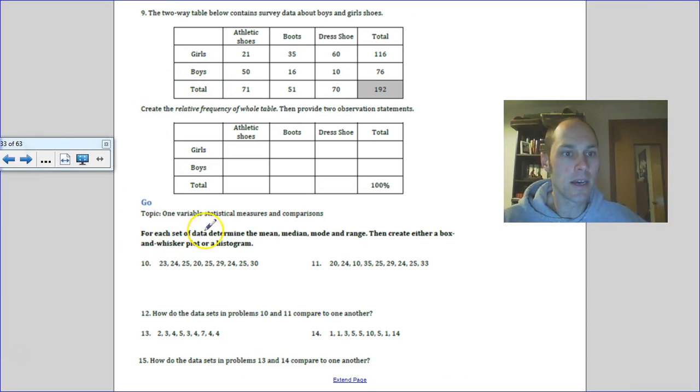And then going into one variable statistical measures, which we did at the beginning of this unit: mean, median, mode, range, and creating box and whisker plot or a histogram, and then comparing that data. So that's all the time we have. If you have questions, I can help you out with that in class.